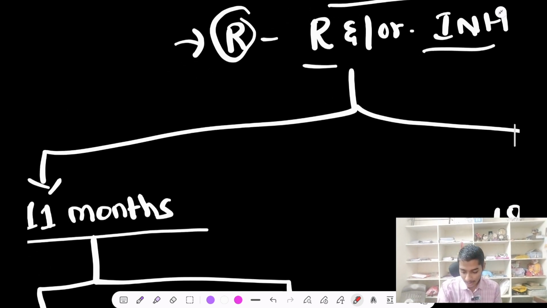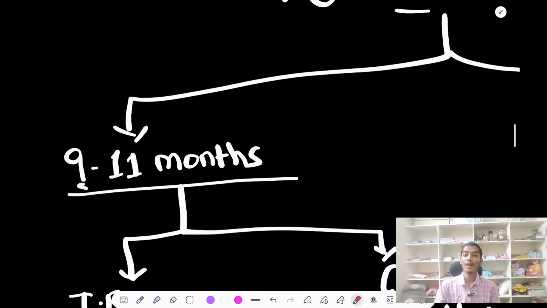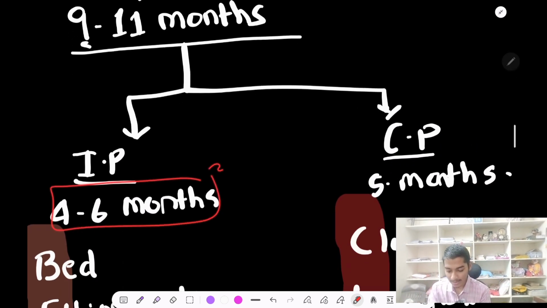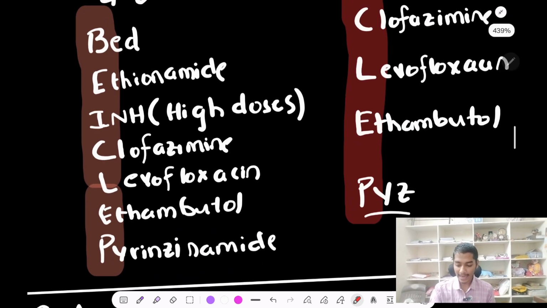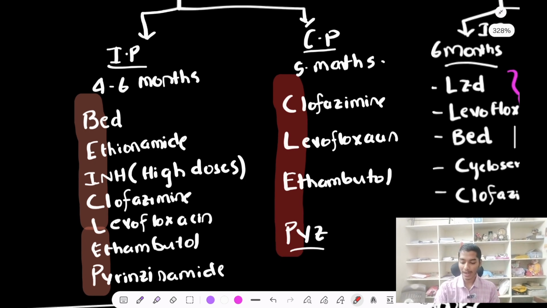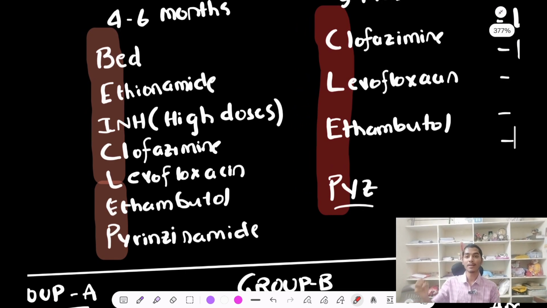So the short-term regimen, that is the 9 to 11 months regimen, has both an intensive phase and a continuation phase. In the intensive phase, that is 4 to 6 months, we will give the BDQ-CLEP. So what are the drugs that we give in the intensive phase? It is BDQ-CLEP. You can see it here. What are the drugs? B for bedaquiline, E for ethionamide, I for isoniazid.